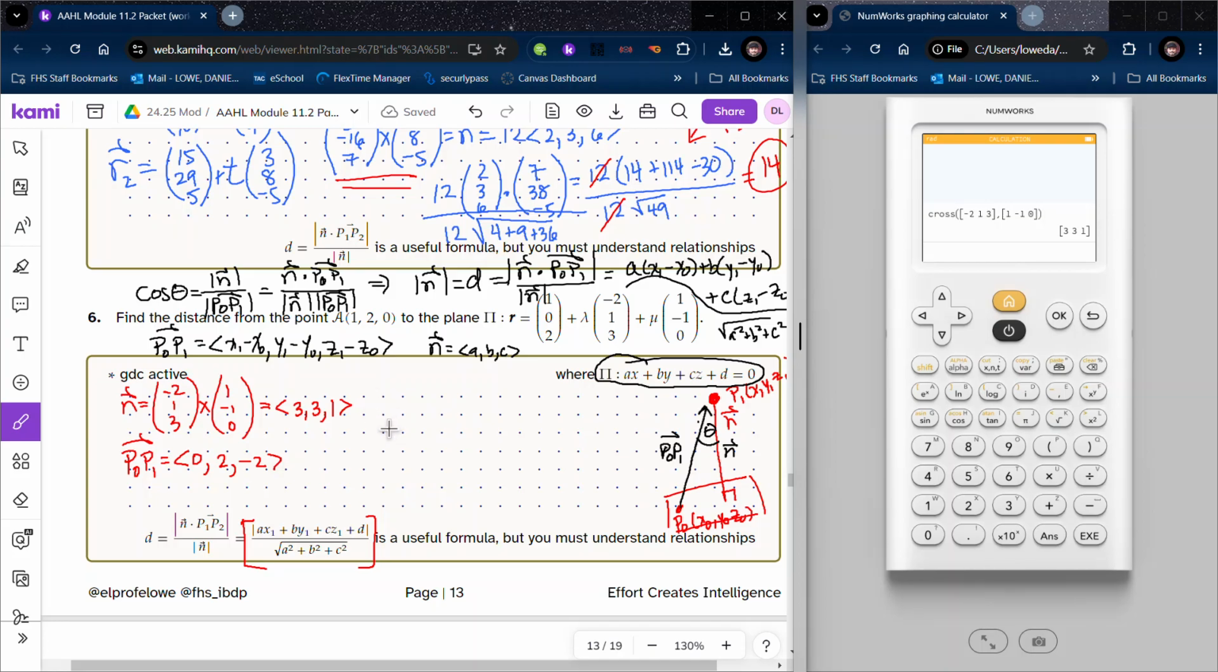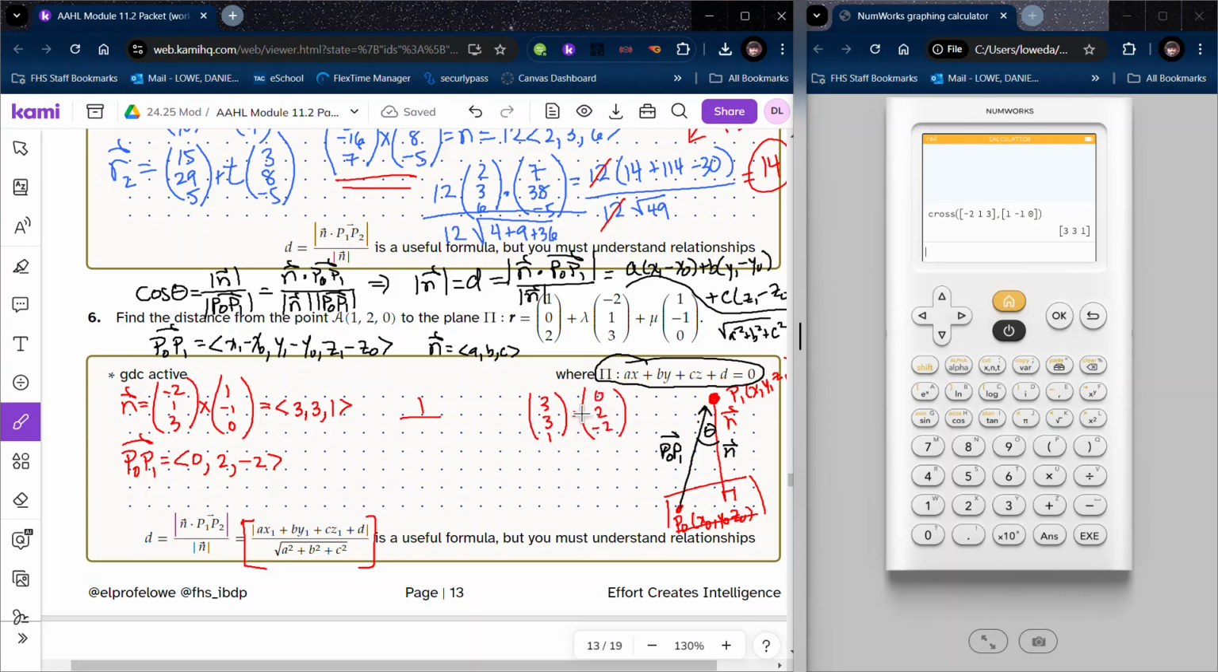That's going to give me P0 P1 dotted with the normal vector, which is 3 times 0, 3 times 2, 1 times -2. And so that gives me a 1 for the numerator, right? And for the denominator, once again, that was because I had 3, 3, 1 dotted with 0, 2, -2.